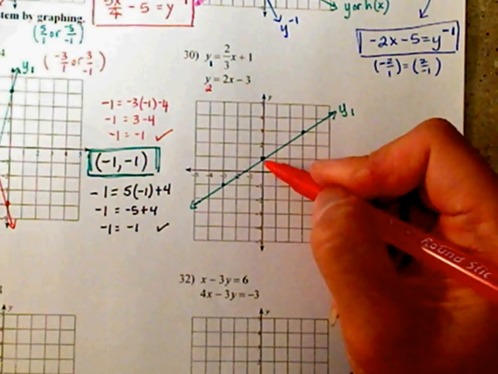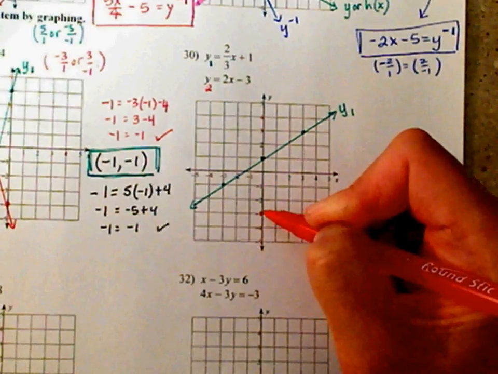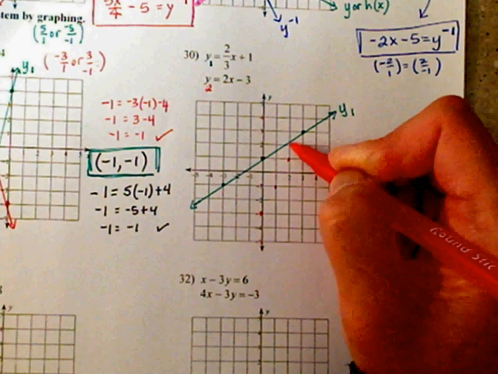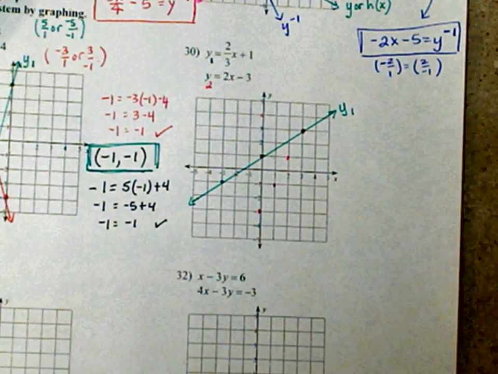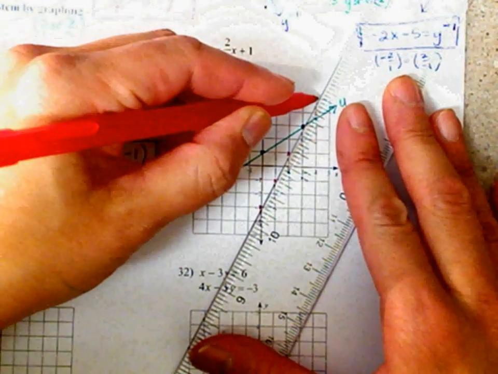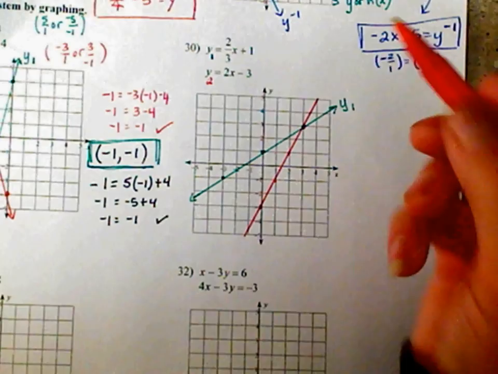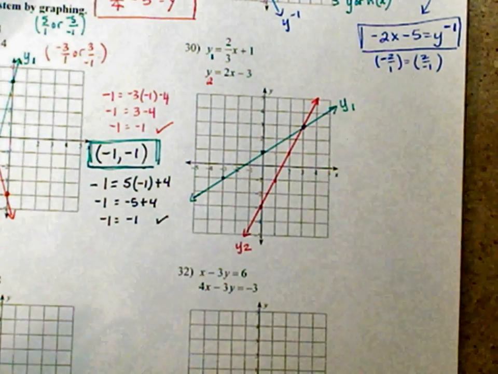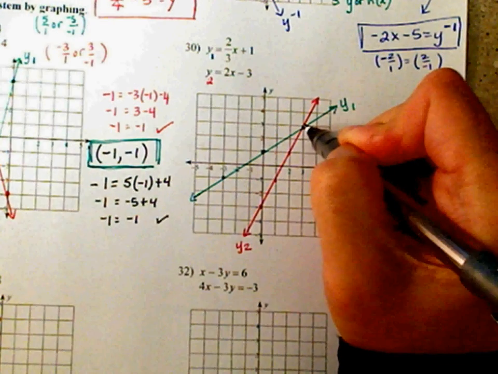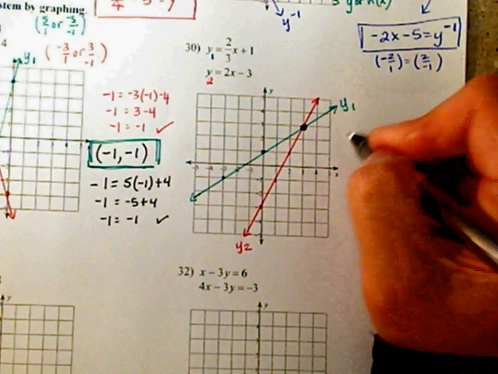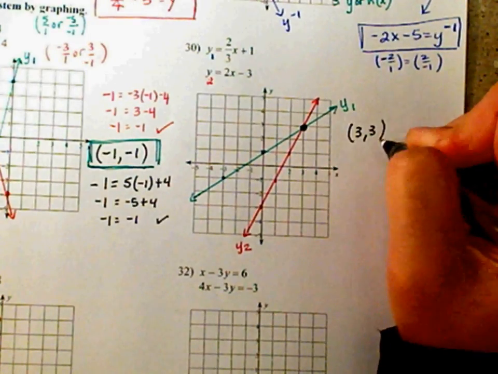Let's look at y2. Y-intercept's at negative 3. Slope is up 2 to the right 1, up 2 to the right 1, up 2 to the right 1. Okay? Connect your points. And there's your y2. So where did these two lines intersect? At 3 over 3. And there's your intersection.